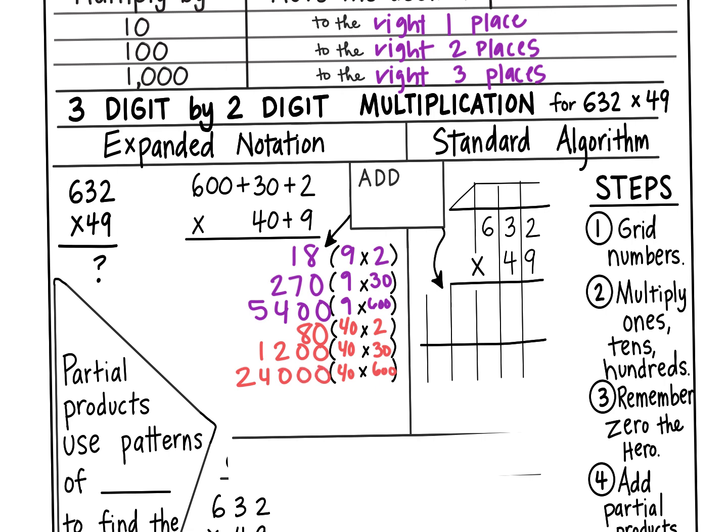Now, I'm going to add all of those partial products together. So up here in this little box, it says add blank. We're going to write add partial products. All of those numbers are considered partial products. When I add them all together, I end up with 30,968.